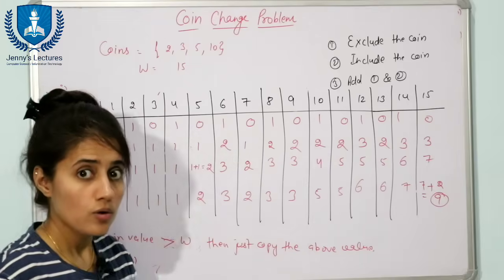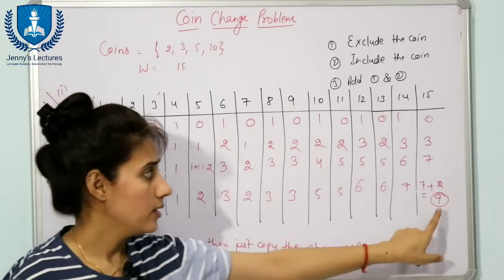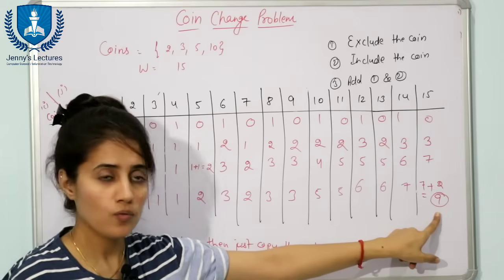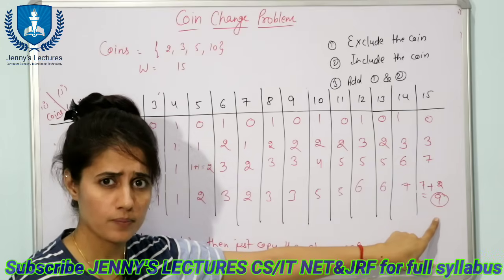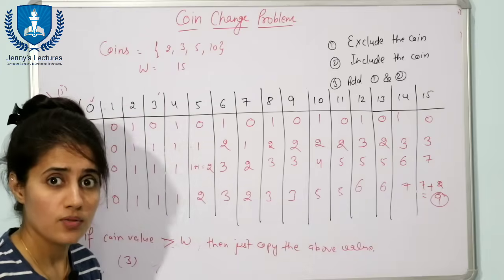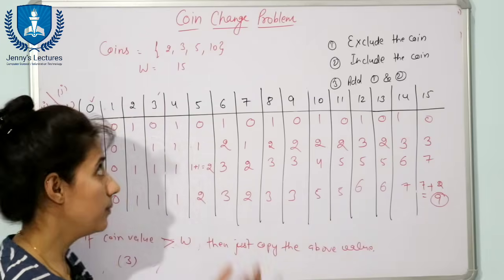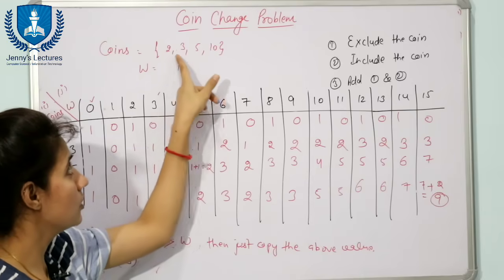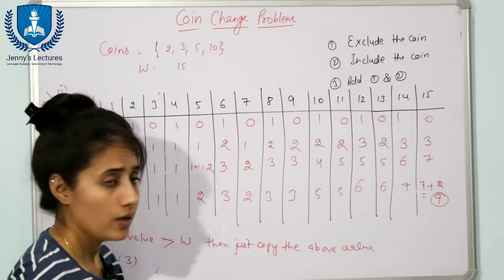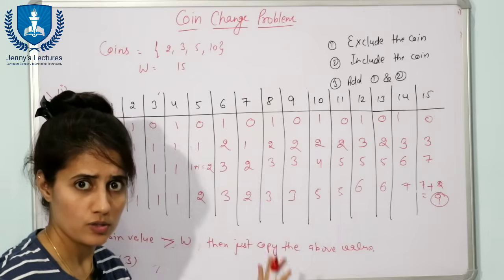Okay. So how many ways are there? 9 ways. The answer would always be in the intersection of the last row and last column. So 9 ways are there. In 9 ways you can make a change of this 15 using these coins. Now we are going to write the logic for this one.